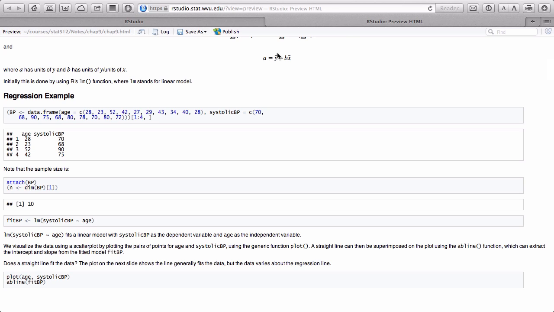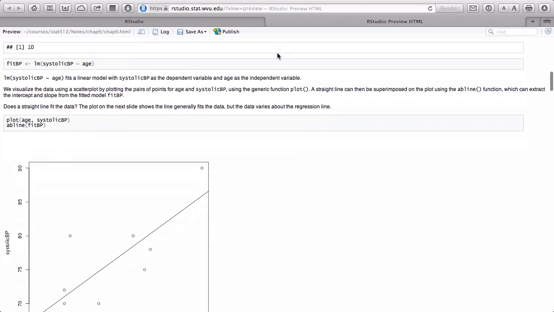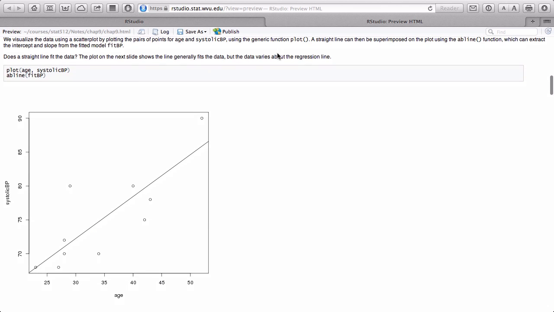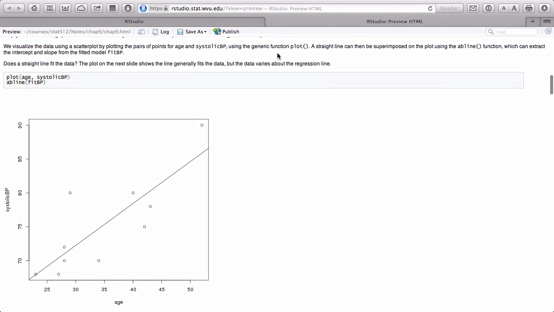Age is the predictive variable, explanatory variable, independent variable. Those all mean the same things. And a lot of times we'll look at the scatter plot, and in this case we can look at the scatter plot, but we can also superimpose the fitted line. And this fitted line, I saved it as an R object called fitBP, and you can actually extract the straight line directly from that object.